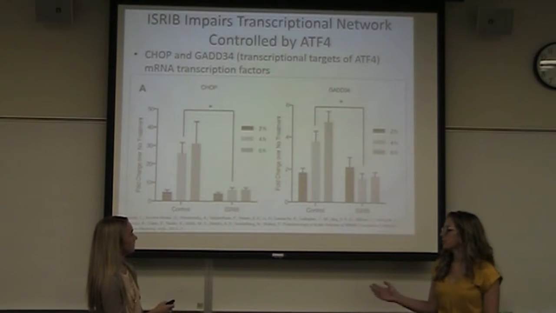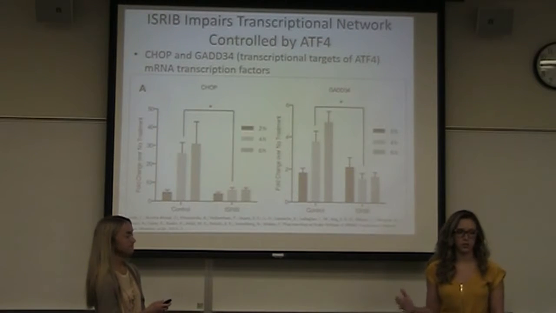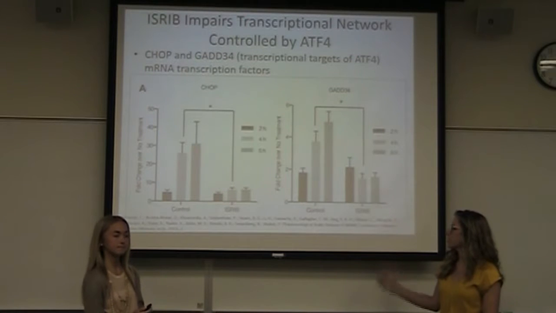And in this case, the control is when you're already under stressful conditions. So you're under stressful conditions and then you add the RIB to it.